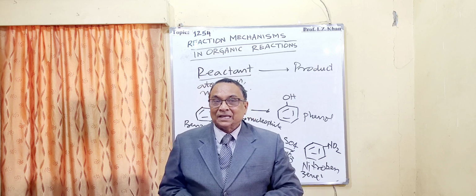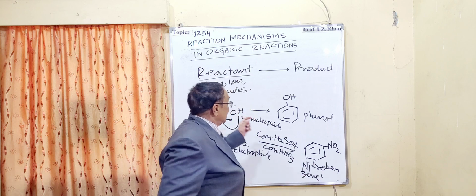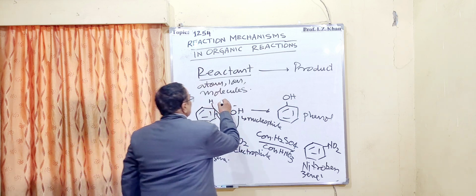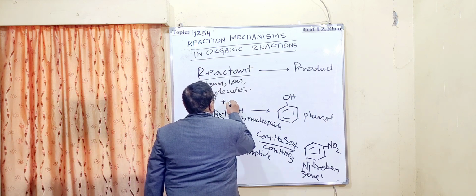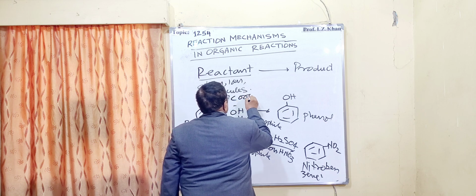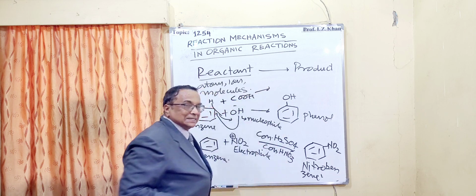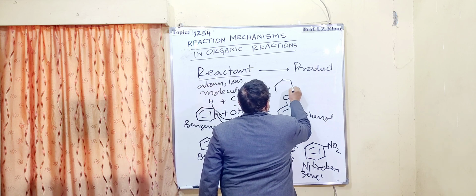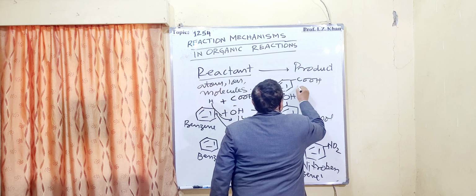For example, if I want benzoic acid out of benzene, so for benzoic acid, you are going to treat with a carboxylic group, and then the carboxylic group will be attached here, and you will get benzoic acid.